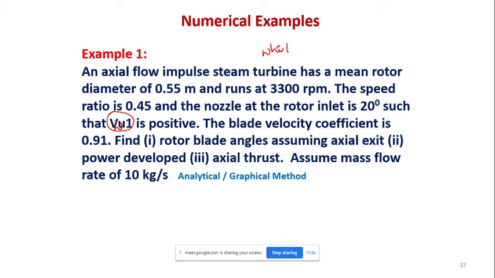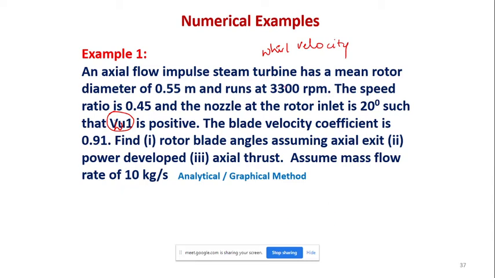Since it is the first problem, it is a little easy. Whirl velocity is positive. The blade velocity coefficient is 0.91. Find the rotor blade angles assuming axial exit, power developed, axial thrust. Assume mass flow rate of 10 kg per second. So first let's put the data.